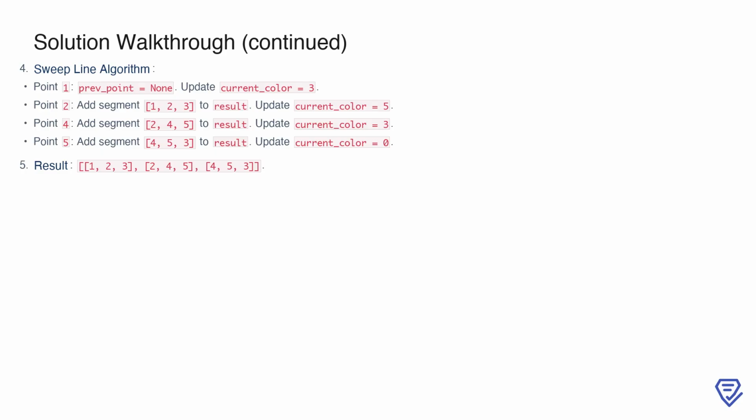Finally, at point 5, we add the segment [4, 5, 3] to the result and reset current_color to 0. The final result for this example is [1, 2, 3], [2, 4, 5], [4, 5, 3], showing how the nested segments contribute to the overall painted intervals.